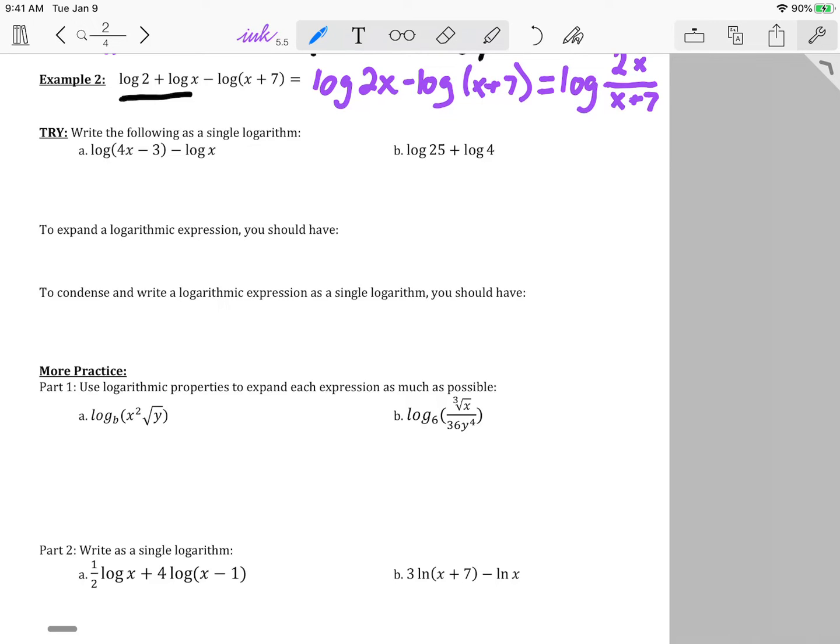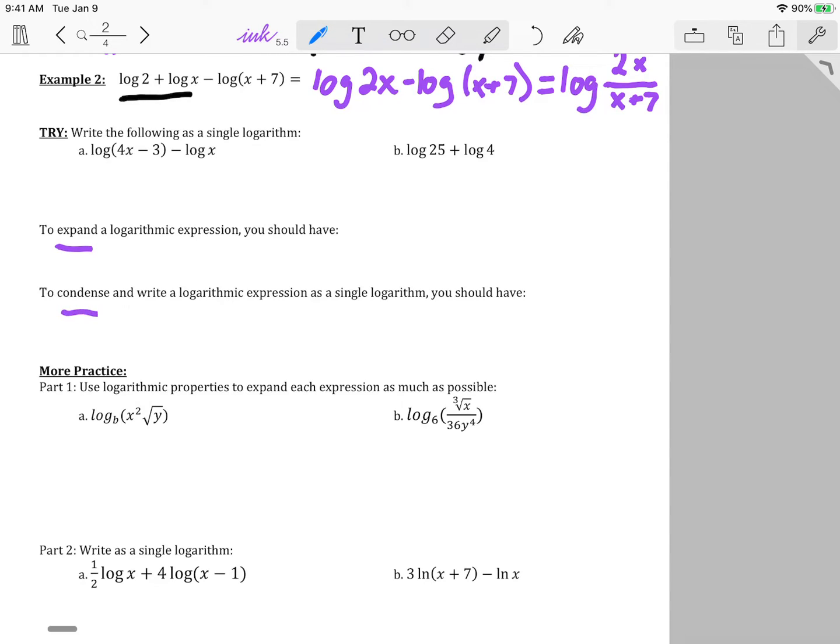So to expand a logarithmic expression, you should have written the word log as many times as the number of parts that you have. You are writing the word log several times when you are expanding. You're going to have written the word log as many times as the number of parts that you have.